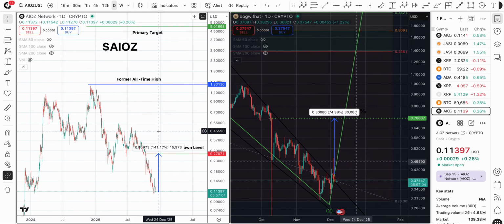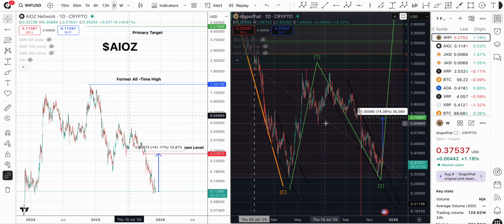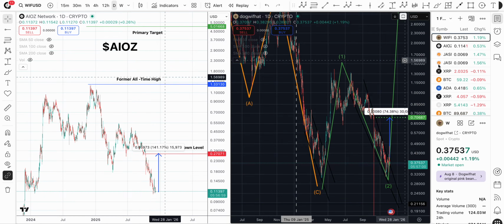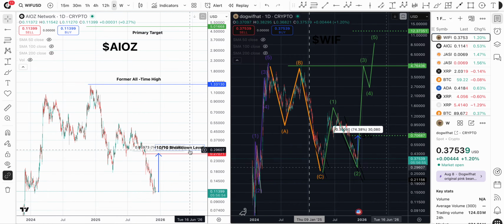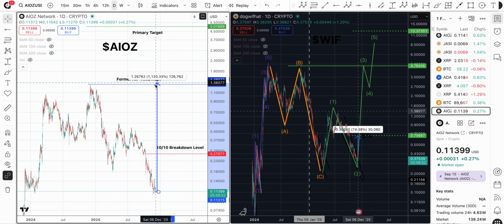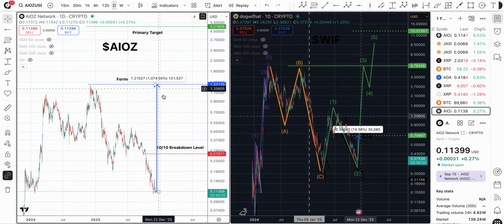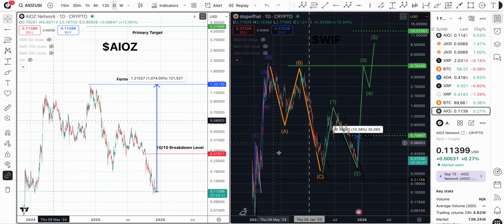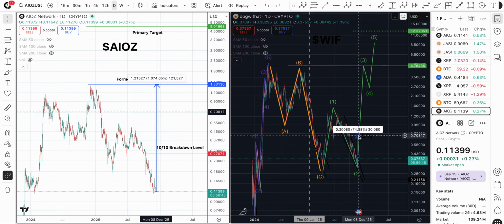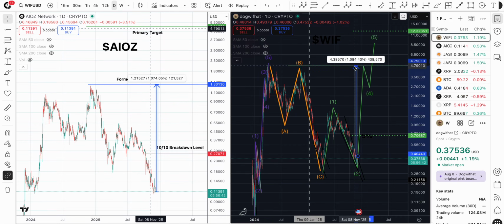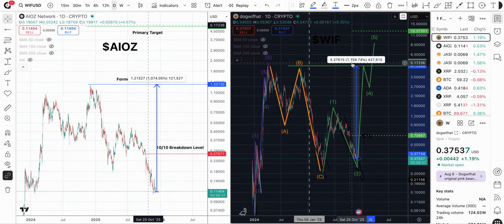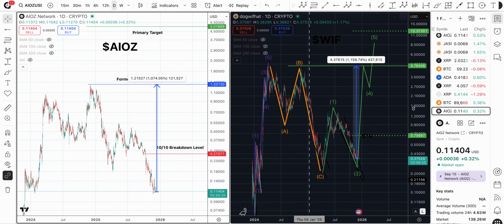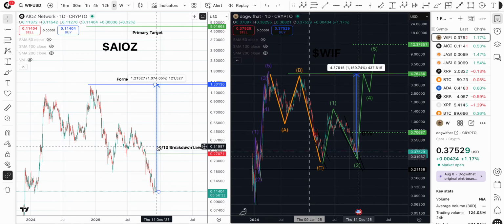The next level that most places catch resistances are their former all-time highs. That's the next level I want you to pay attention to when we're looking at expected returns. So from where we're at right now in AIOZ, 1074, that's about almost a 12x, 11.75x. From where we're at right now on WIF, 1159, 1074.